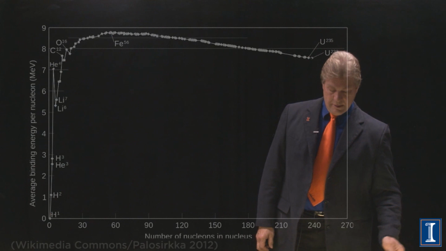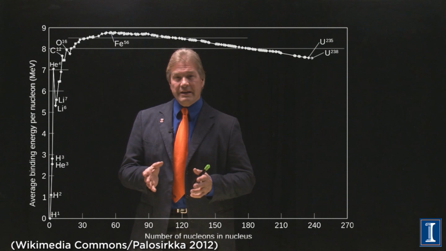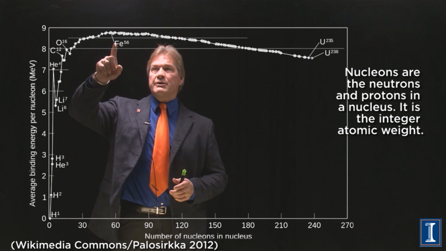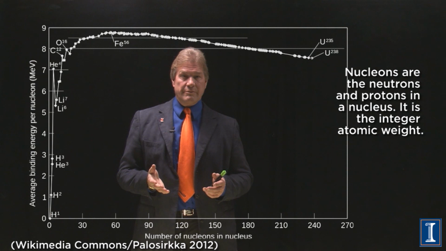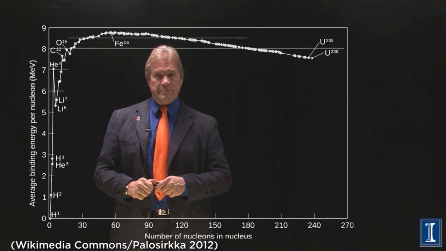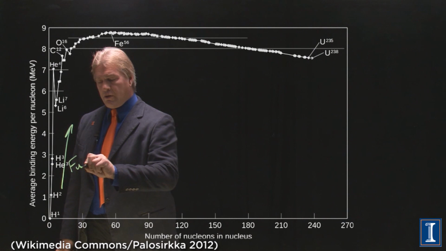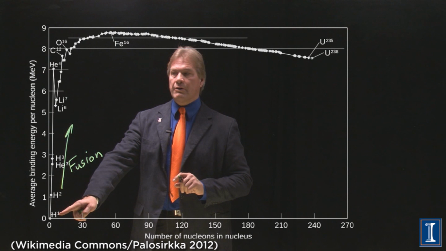This is a really key chart. This is the binding energy of nucleons, of the nuclei. And you can see here at the top that the most stable state is iron. And nickel is very close to that as well. So these are the most stable elements. And you can rearrange the nuclei this way, and we call that fusion. This is what the sun does. The sun takes hydrogen down here and turns it into helium, which is more stable.